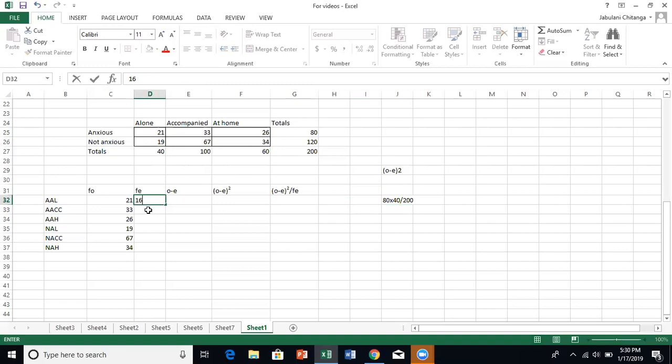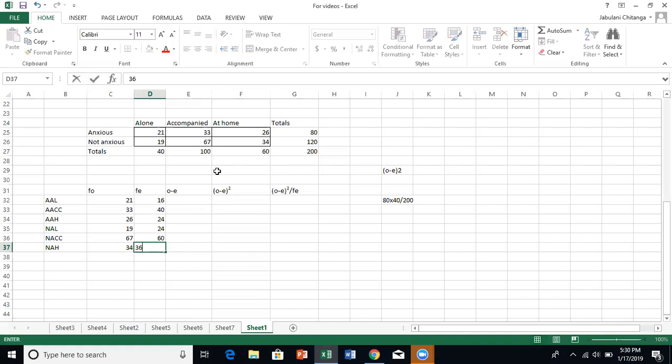For the second one, you also multiply 80 by the total of that column. Is this a row? This is a column. So it's a column total multiplied by row total: 80 times 100 divided by 200. So you get 40. And then on the third one, you get 24. I don't want to waste much of the time. And then the other one, 24 as well, and then 60. And the last one, you're going to get 36.